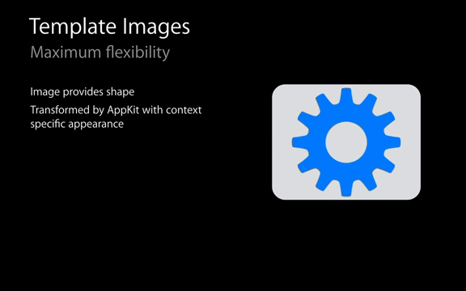It can take that shape and render it in a translucent gray when it's disabled, or it can render it bright blue when it's selected, and it can make all these design choices and style it in a way that's appropriate for a specific appearance and for a specific interaction state.